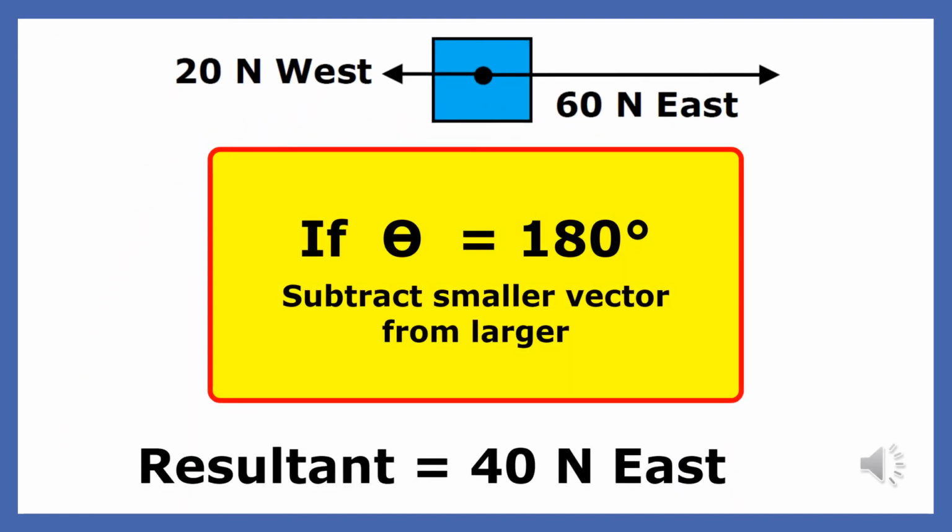In the example here, the resultant is 40 newtons east. When two forces act in opposite directions, the angle is 180 degrees. The resultant is 40 newtons east. So the single force that would have the same result or effect as these two vectors is 40 newtons east.